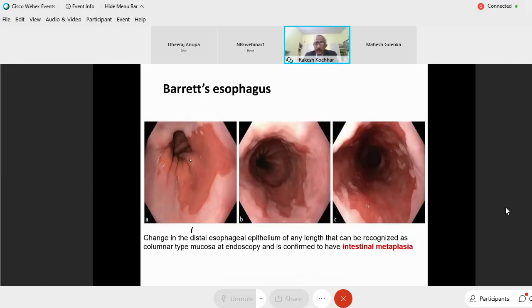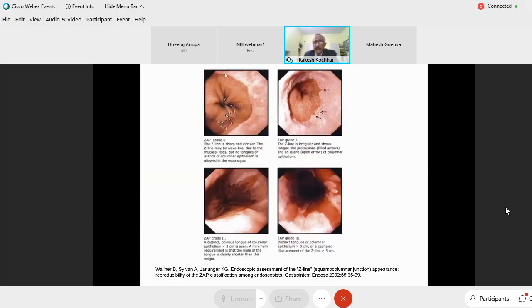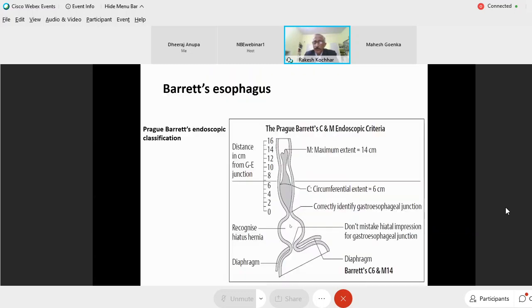Now what is Barrett's esophagus? Barrett's esophagus is when the gastric mucosa extends onto the esophageal side, or the esophageal mucosa is replaced by gastric mucosa. It is not only gastric mucosa, but it has to have histologically intestinal metaplasia. So this is the normal Z line, this is a wavy Z line, and this is when the gastric mucosa extends into the esophageal side in a tongue-like projection. That is when you call it Barrett's mucosa. So you have a diaphragmatic pinch, the hiatus hernia, the squamocolumnar junction, and this is the extension of the gastric mucosa into the esophagus. So how do you measure it? You estimate two parts of it, the circumferential extent and the maximal extent, C and M.